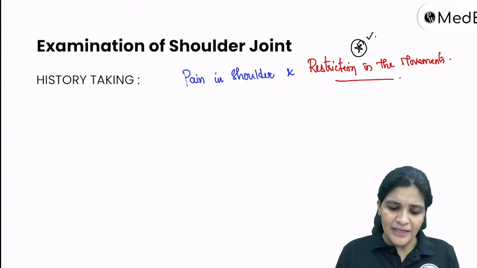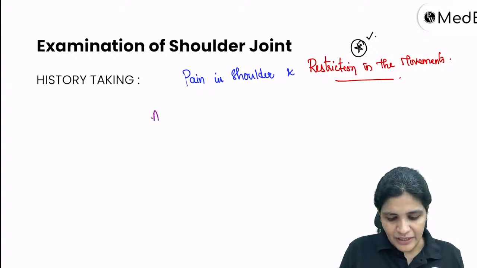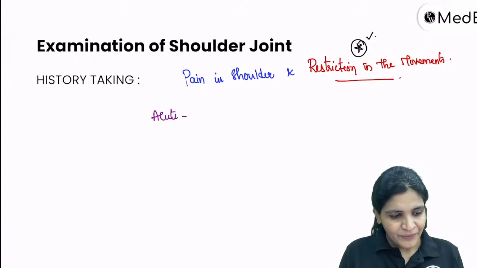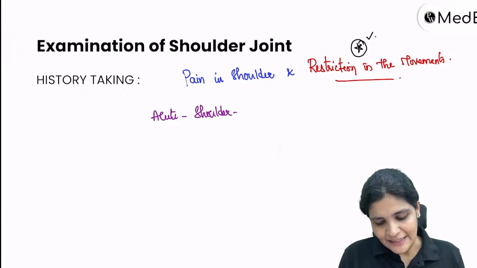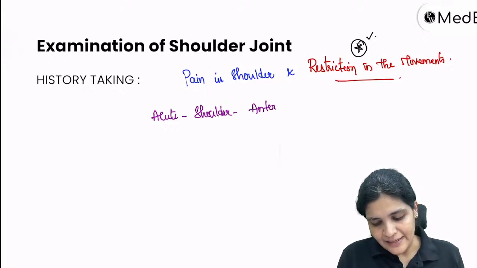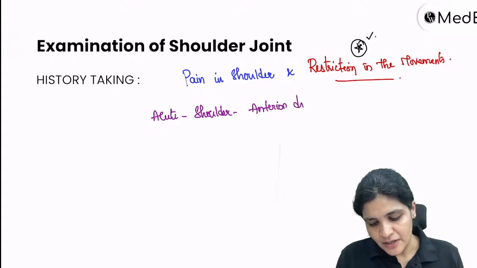The most common acute condition, as you already mentioned, is shoulder dislocation. The anterior dislocation is the more common one, right? The anterior shoulder dislocation is the most common one. Agreed, yes.